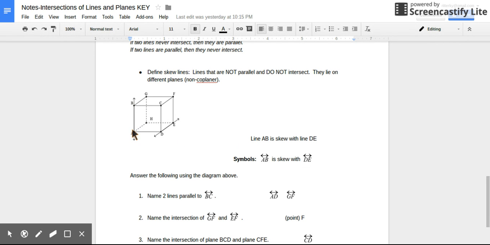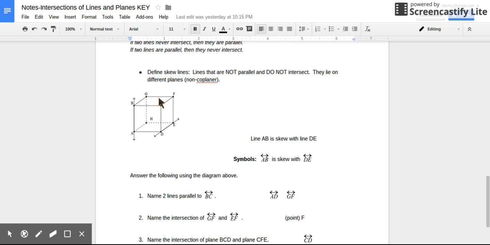Well, it can't be parallel, so it can't be CD or GH. And also can't intersect, so it can't be AD or BC. So what else do we have? Well, CF, that will not intersect.